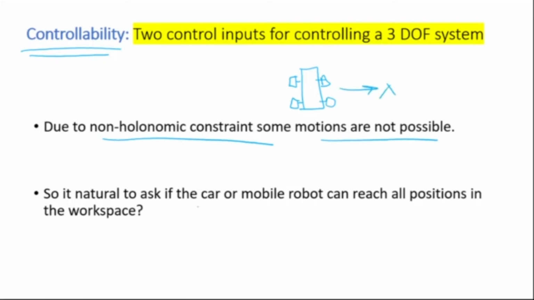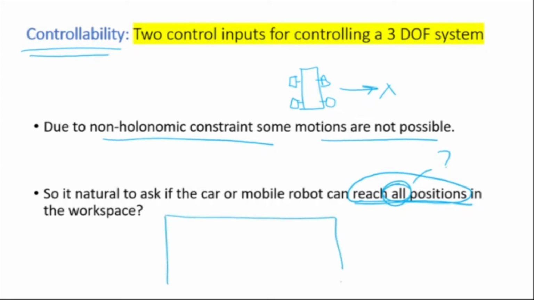That's not possible because of this non-holonomic constraint. So it is natural to ask if the car or mobile robot can reach all positions in the workspace. Can it reach all positions? So I have a workspace like this, and I have a car. The question being asked is, this car is subjected to a non-holonomic constraint, which means it can't go sideways. But can it go and park anywhere in this workspace? That means, are all configurations possible? Okay, how would you figure that out? Is there some mathematics behind that? That is what we are looking at here.